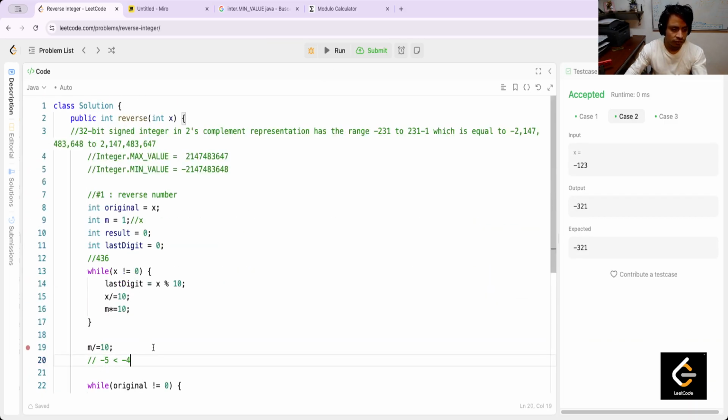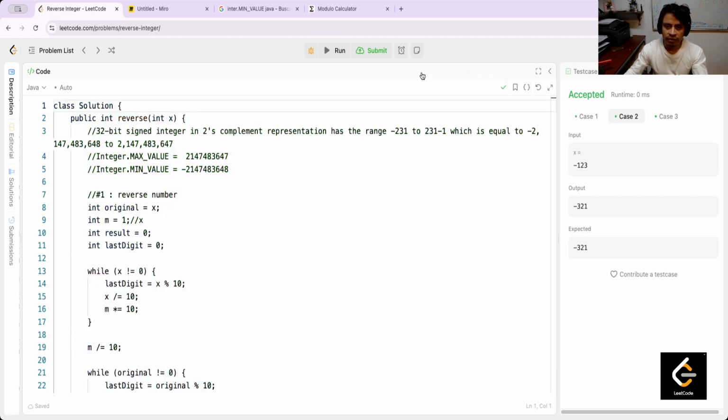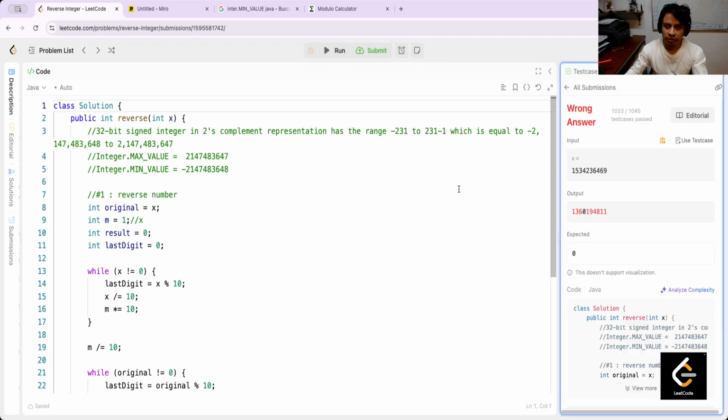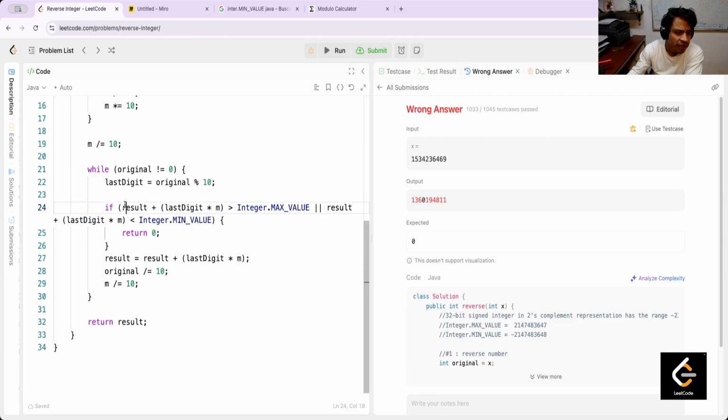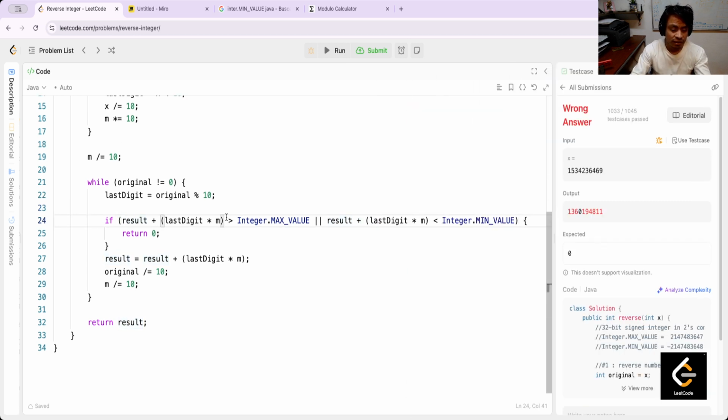And before submitting, I move all. Okay, I will keep this and submit. Okay, what is happening? The output is wrong. Maybe I need to cast this as a long all the time.